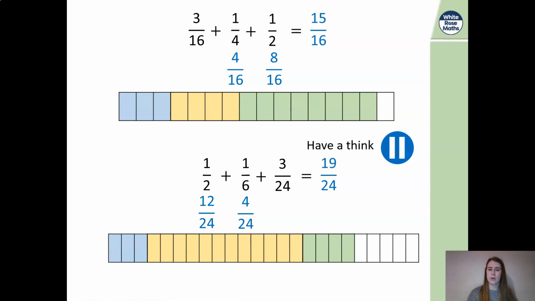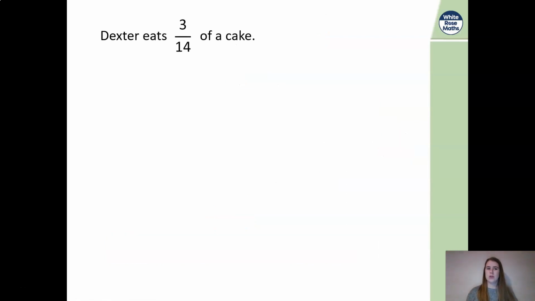Well done if you managed to get that right and you matched the same denominator. So let's consider this now in a problem solving situation, because it's all well and good me giving you the 3 fractions, but you need to be able to identify those 3 fractions and that sum on your own. So let's put it into the context of a problem.